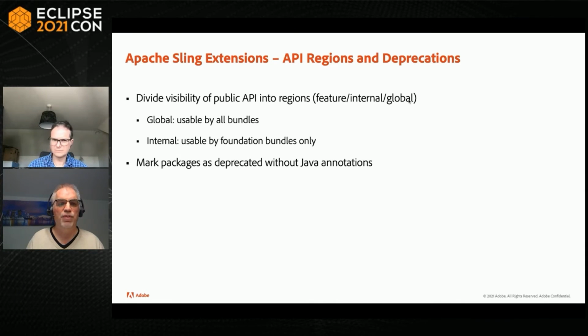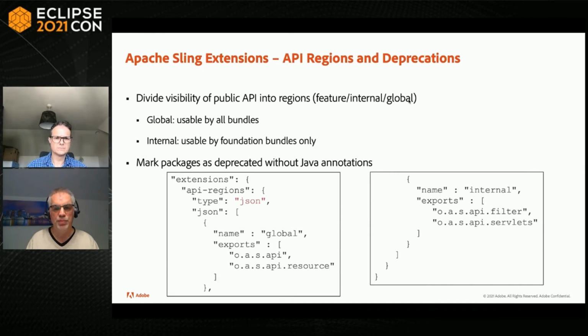And we also have some examples on this slide for that one, in JSON format, as the whole feature model is JSON. It uses an extension where you can code any additional information that you want. And here it just specifies these two regions, the global and internal region, with the packages that are available to other participants in the same region, right?